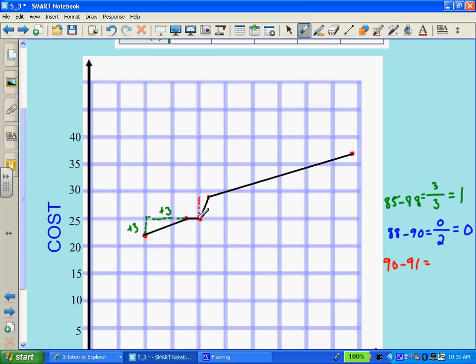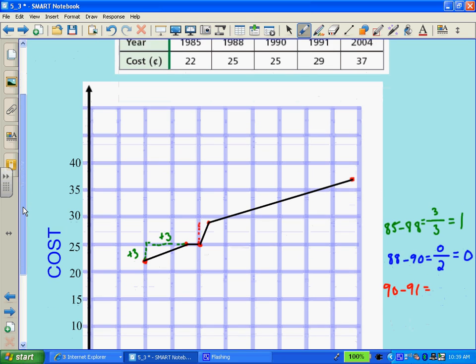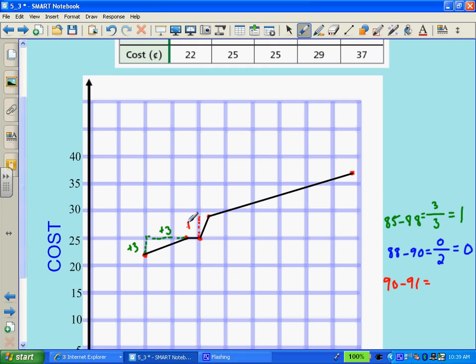So for that one, it looks like I go from 25 up to 29, so that would be plus 4, and then I went just over 1 year. So plus 4 plus 1. So the change in cost would be 4, change in year would be 1, so my rate of change there would be 4.